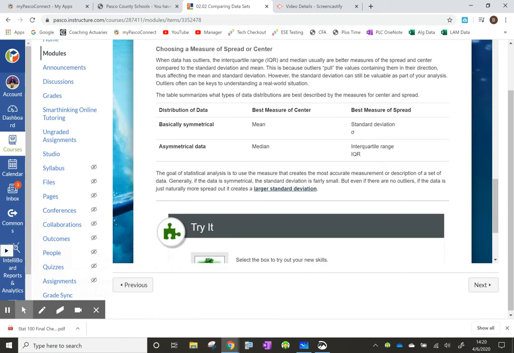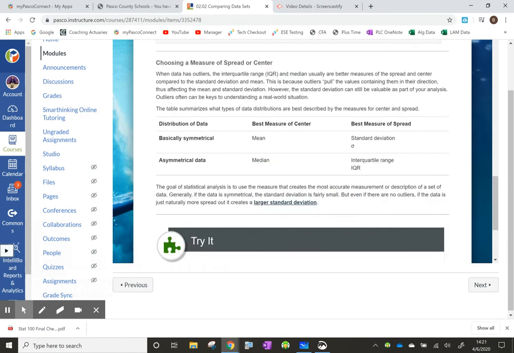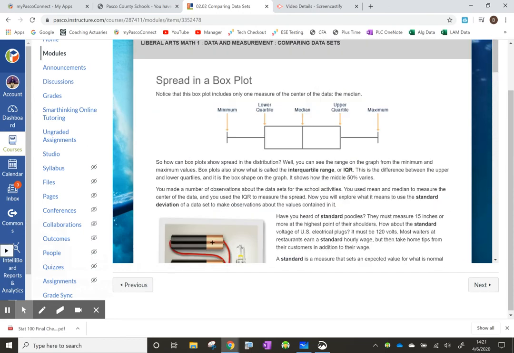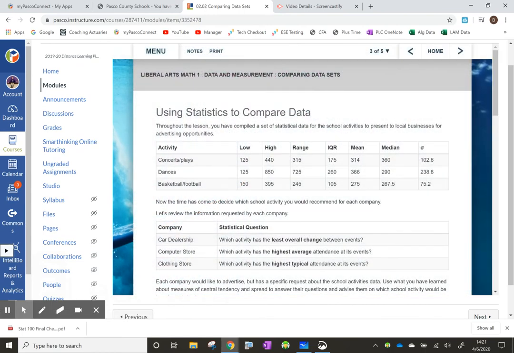So, choosing a measure of spread or center. So again, if it's basically symmetrical, you want to go with the mean, the average, and a regular standard deviation. But if it's asymmetrical, you want to go with the median and the interquartile range as your measure of spread. Again, important notes to keep in mind. I'd maybe write that down because I don't know if it's going to be on the quiz or not, but might as well have it just to be safe.